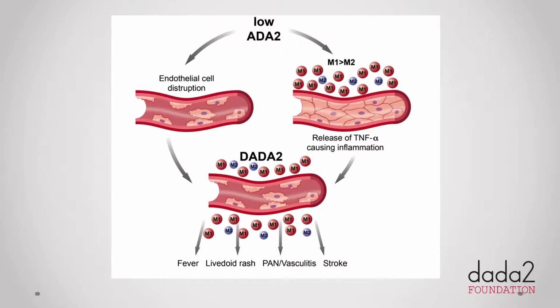Conversely, when you have ADA2 present, it helps to promote the anti-inflammatory M2 macrophage development. But when you're lacking the ADA2, you don't get that, and instead you get a predominance of the M1 inflammatory macrophages, which can go on to release TNF-alpha, which will cause inflammation. You bring those two separate pathways together, and what you see is ultimately the clinical manifestations of disease, which we see as the fever, the rashes, the strokes, and the polyarteritis nodosa, or PAN.